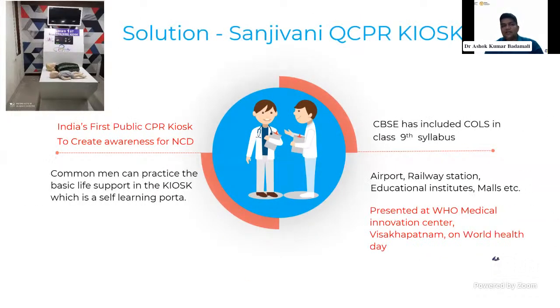This is the picture. It's already installed at Startup Odisha. And we have a few beta customers like Taj Vivanta, Kokilaben, and the Maharashtra government, where the common man can practice. It's an instructor-free, self-learning or practicing kiosk. Learn the skill, test your skill, and apply the skill whenever there is a need. It was presented at the WHO Medical Innovation Hub, Visakhapatnam, on this World Health Day.